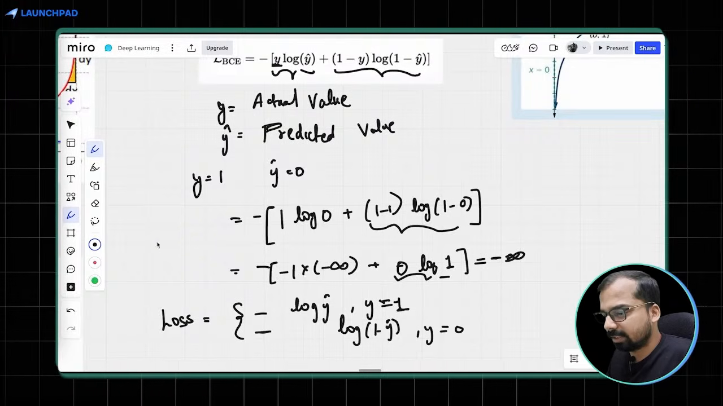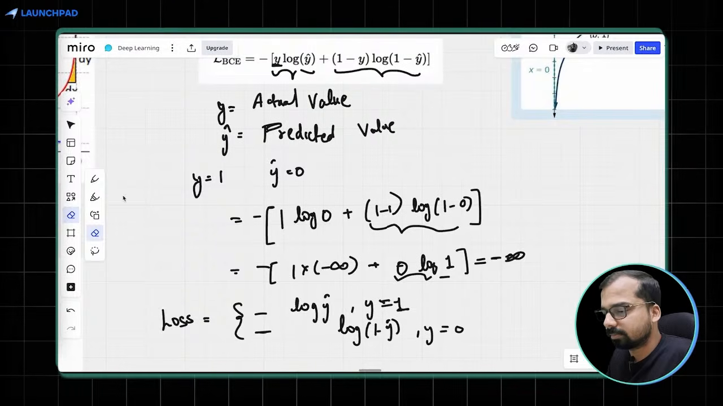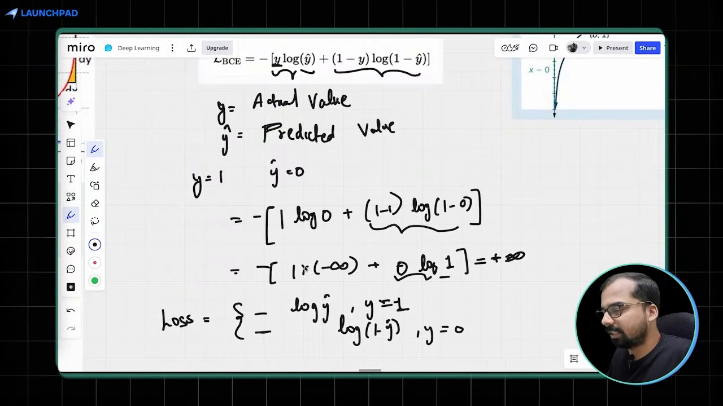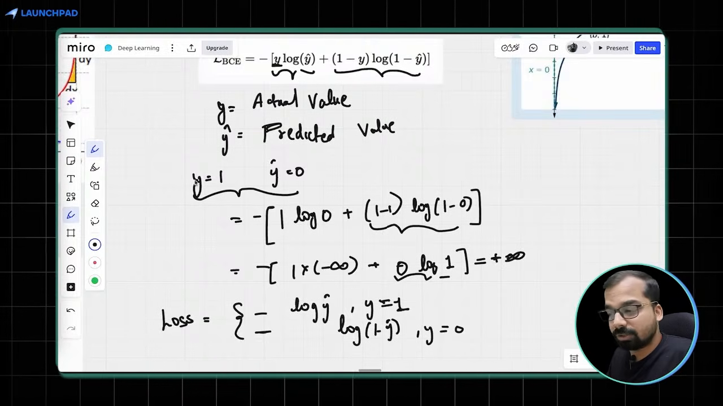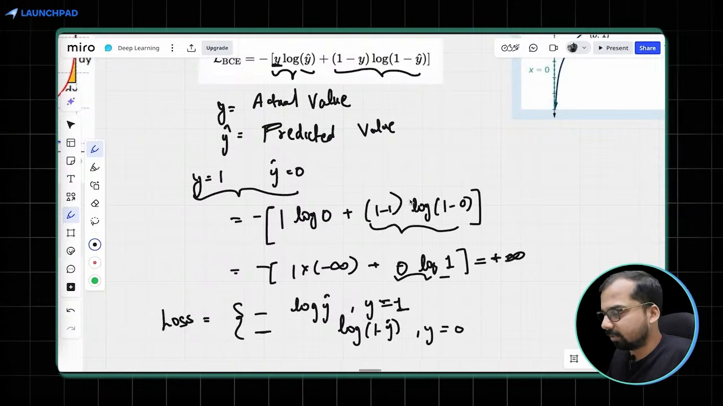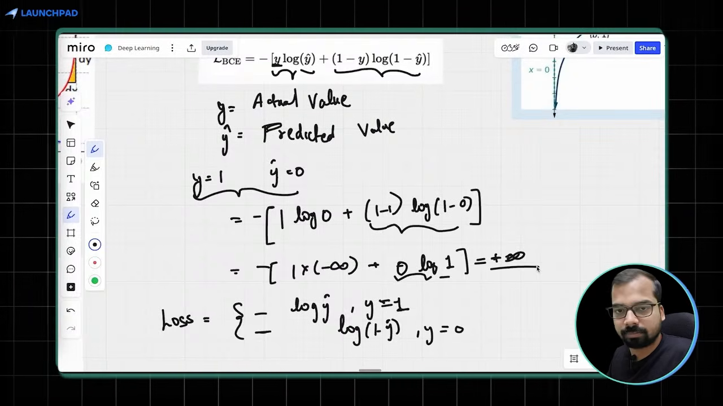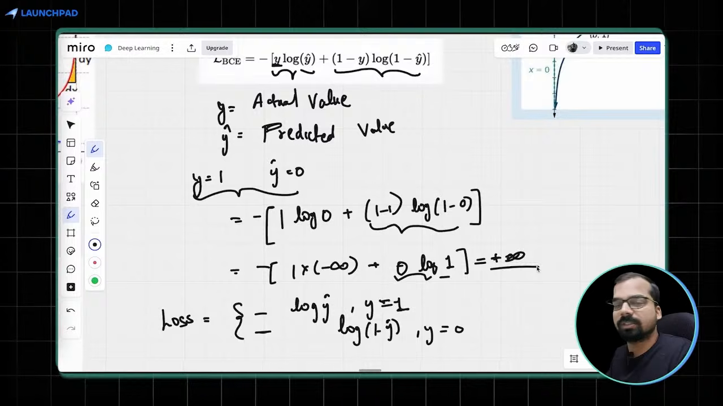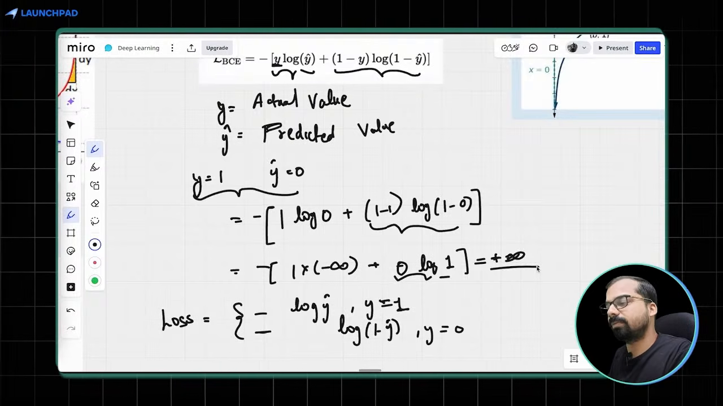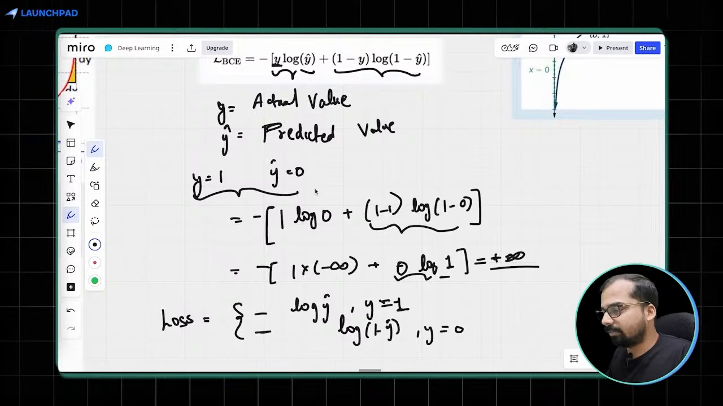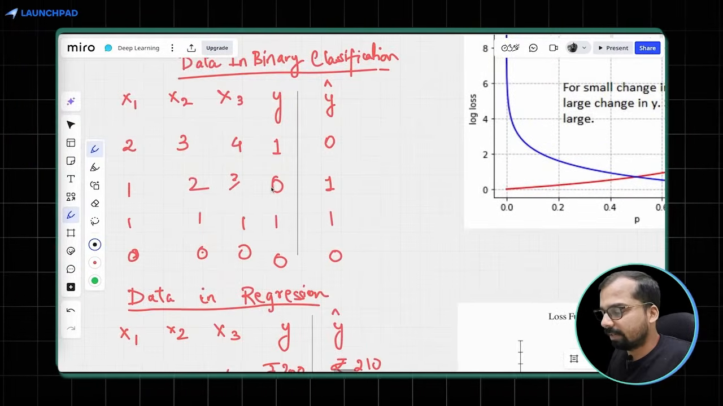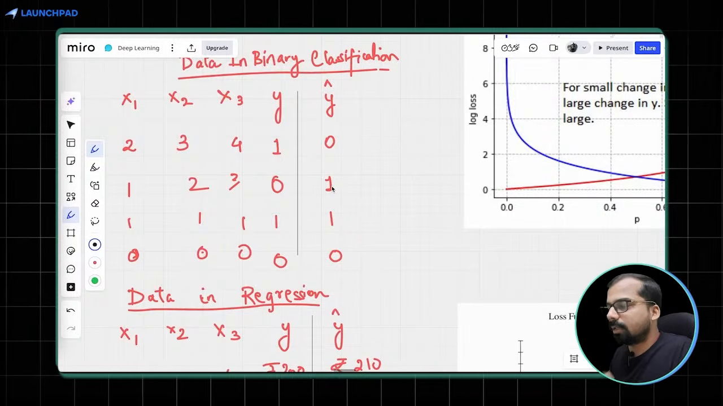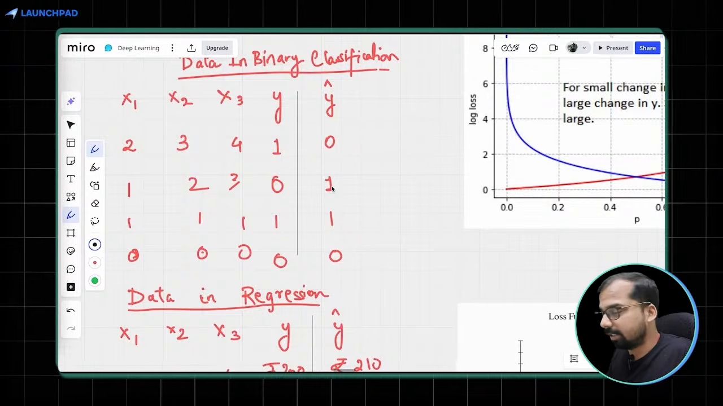Oh, this is not minus 1, right? Here it was plus 1. So this becomes plus infinity. Plus infinity signifies what? That when your actual value is 1 and you're predicting it as 0, the loss is very huge. And optimizers do what? They minimize the loss. So I want to reduce this loss, right? That's the reason this formula comes into picture. You can try it for other cases also. When y is 0 and predicted value is 1, again the output will be infinity, loss will be infinity.